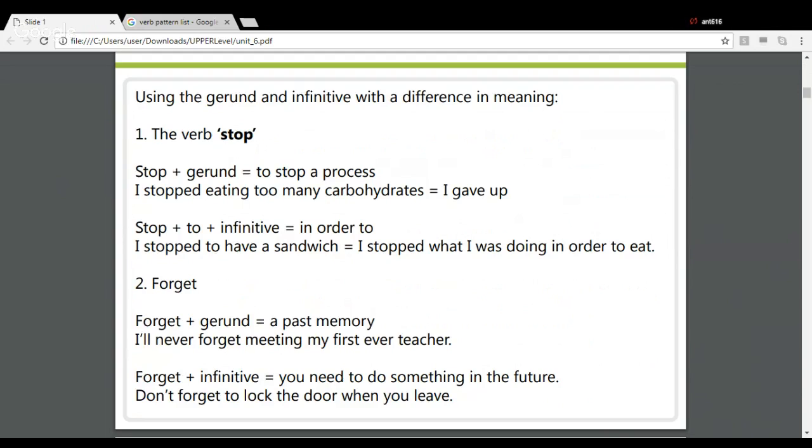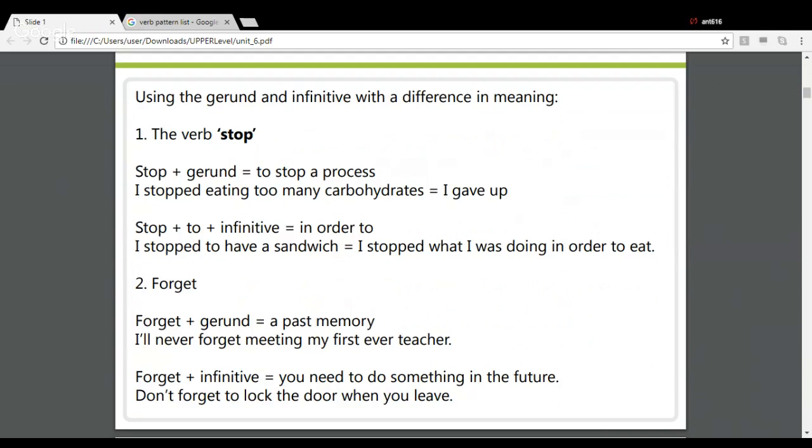Okay. So why don't you read the other ones about forget? Forget plus gerund equals a past memory. I'll never forget meeting my first ever teacher. Forget plus infinitive equals you need to do something in the future. Don't forget to lock the door when you leave. So again, the gerund in this case is the past memory. I'll never forget meeting my first teacher. So you're remembering something. And in the second one, forget with the infinitive, it's for the future.